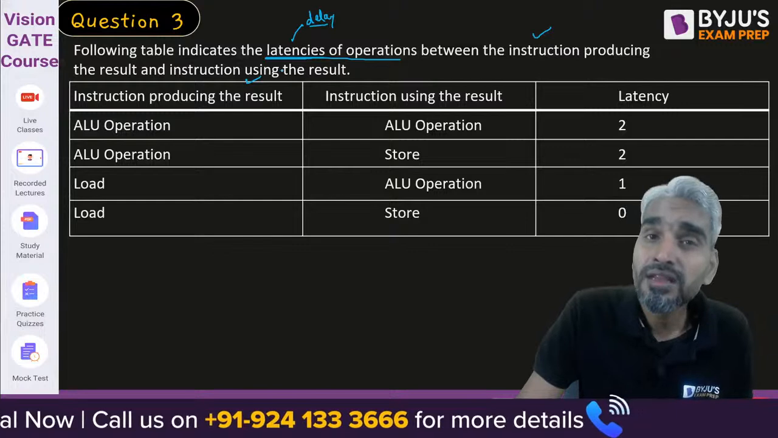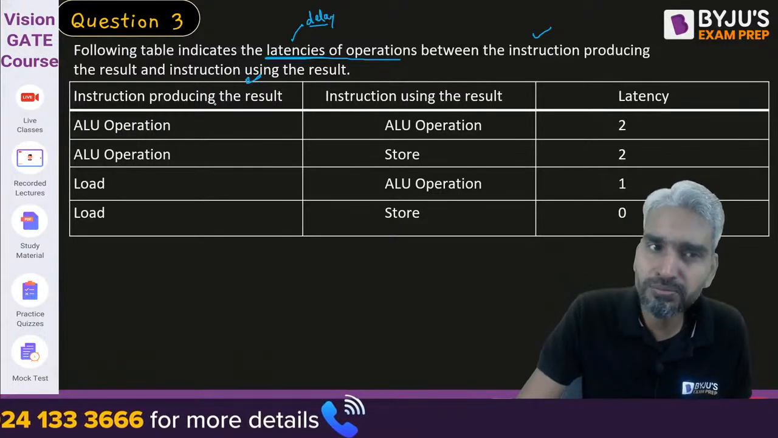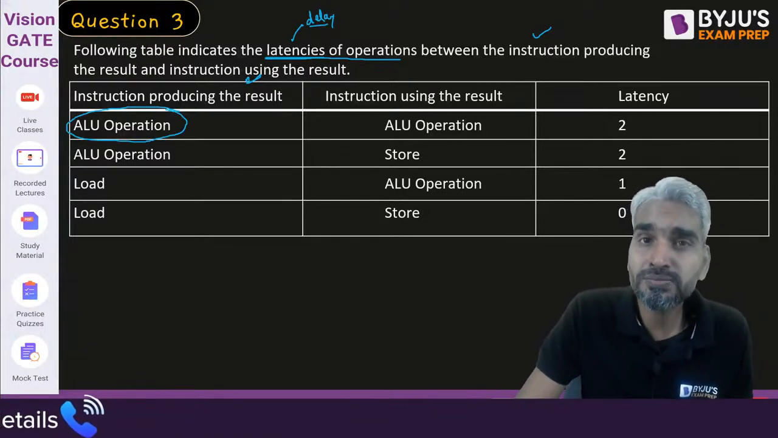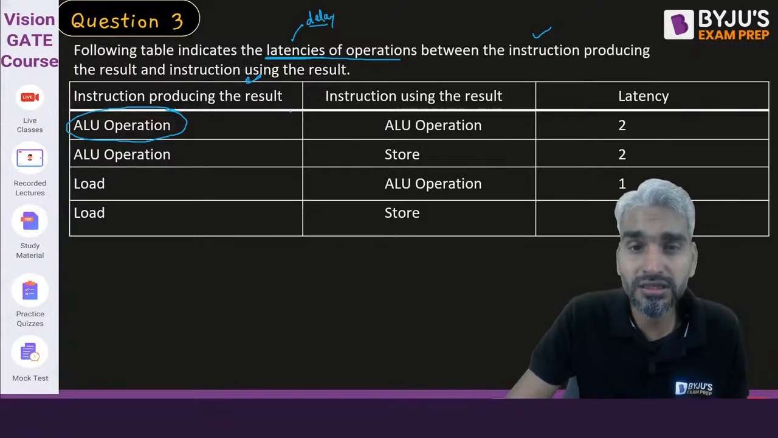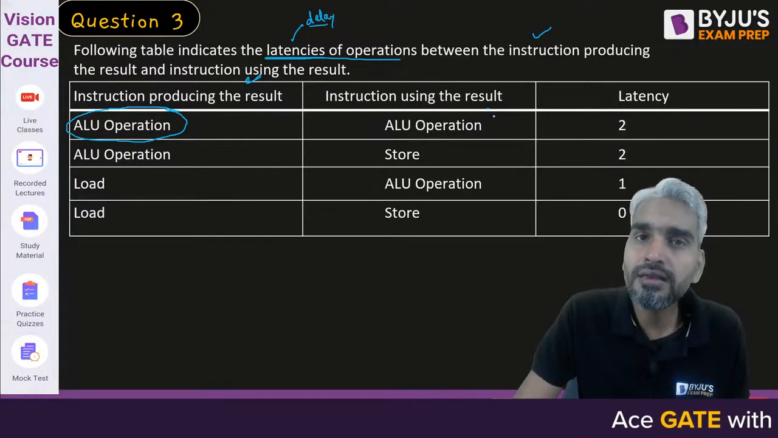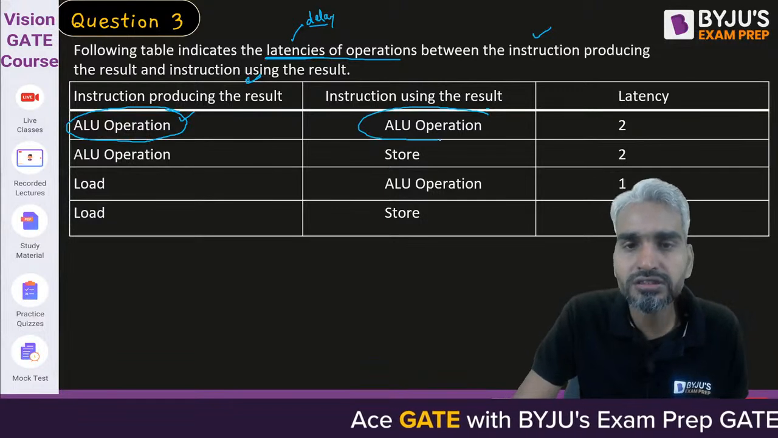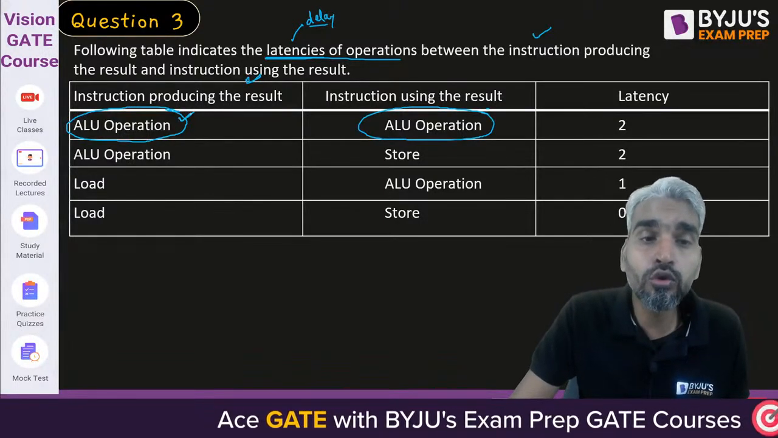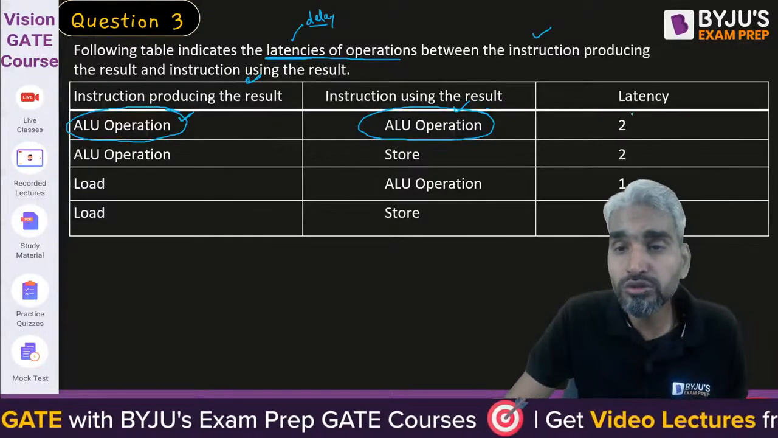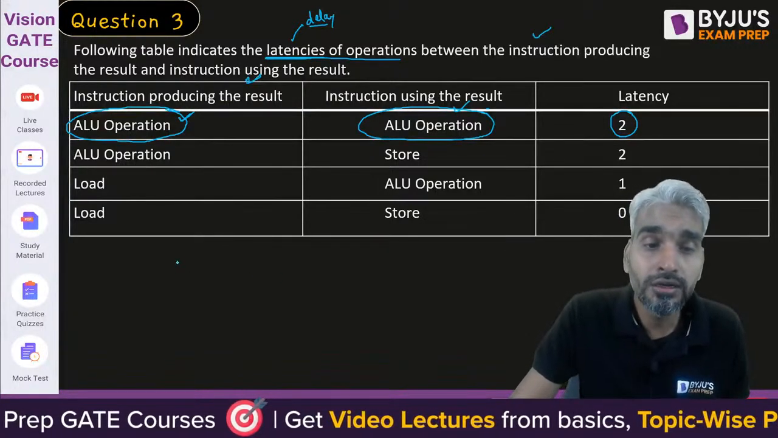What does it say? If one instruction is producing the result, and the instruction that is producing the result is an ALU instruction, and the instruction which is using the result produced by that ALU instruction is also an ALU instruction, then in between those two instructions there must be a minimum delay of 2 cycles. That means you cannot do one thing.